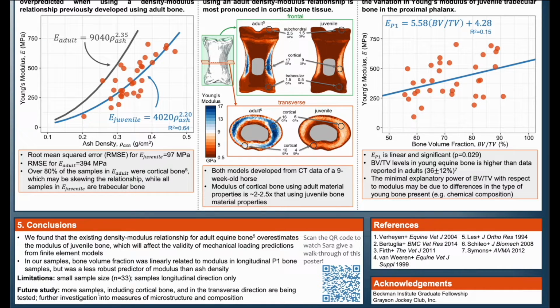Some limitations of this work. The sample size currently was 33 samples, and all the samples were in the longitudinal direction, so down the long axis of the bone. We know that bone is anisotropic with regard to Young's modulus. So in the future, we'll be testing more samples, including cortical bone, but we'll also be testing in the transverse direction to develop more robust density modulus relationships. We will also be further investigating the differences in microstructure of juvenile bone, so other measures of microstructure aside from bone volume fraction, and also looking into chemical differences between the bones.